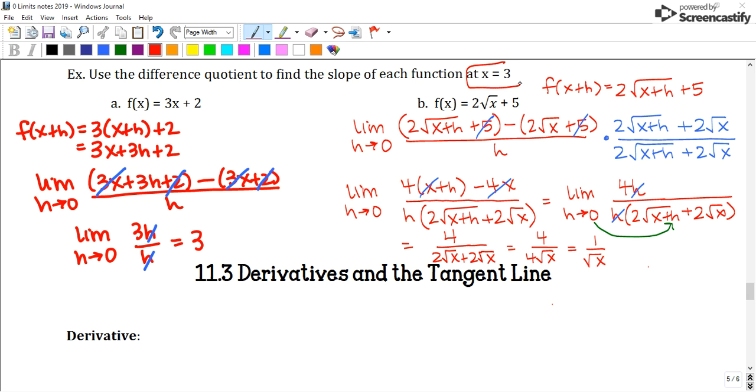I've given you a specific x value I would like you to find the slope at. So at x equals 3, I would now plug in my 3. The slope is 1 over radical 3. Or if you want to rationalize, radical 3 over 3. If we were to choose another value of x, we would get a different value for slope. But that's what that difference quotient does for us. It helps us find the slope at any point on the graph.